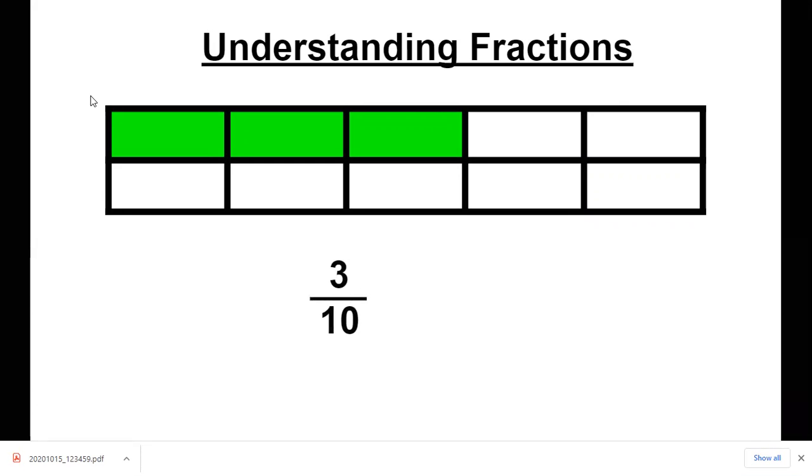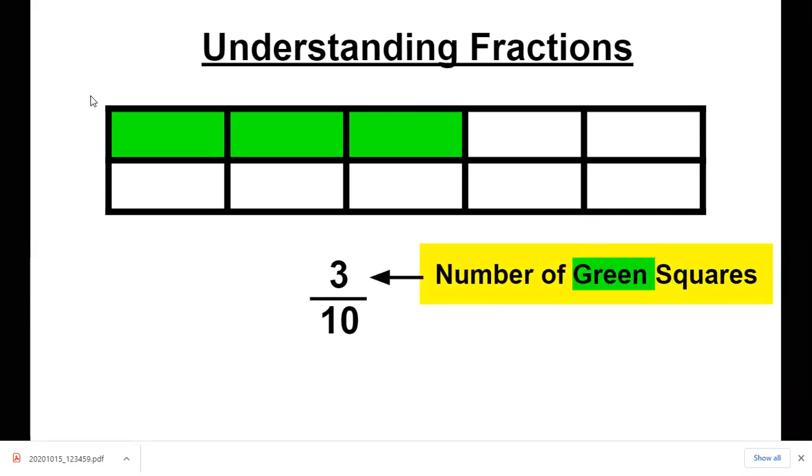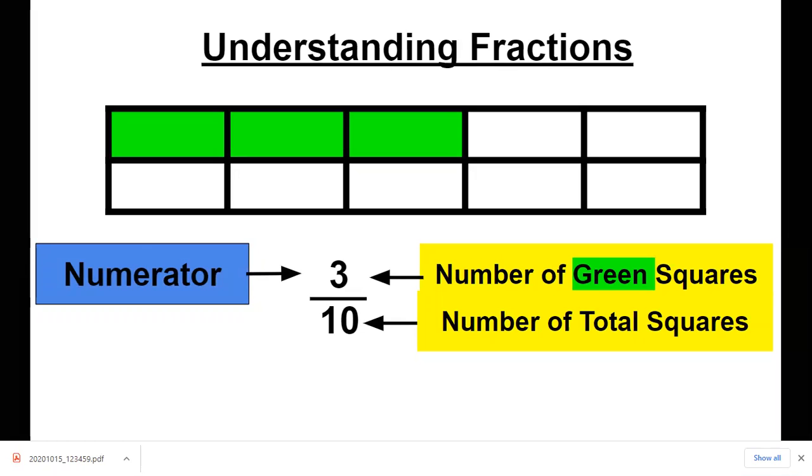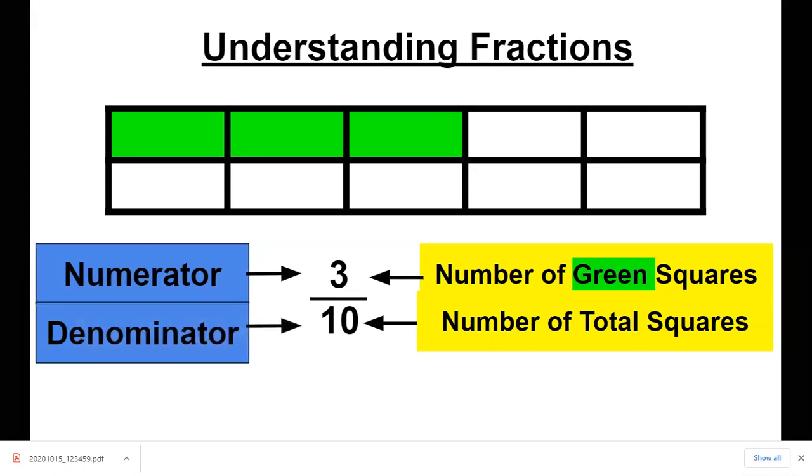Why would that be? The 3 stands for the number of green squares, and the 10 stands for the number of total squares. So we have a total of 1, 2, 3, 4, 5, 6, 7, 8, 9, 10. And notice also that the pieces are cut in equal sizes as well. We can also call the top number, the 3, a numerator, and we can call the bottom number, the 10, a denominator. Let's try another one.